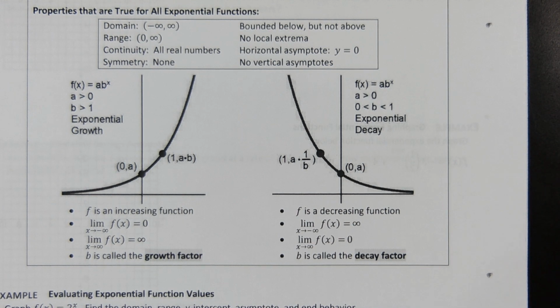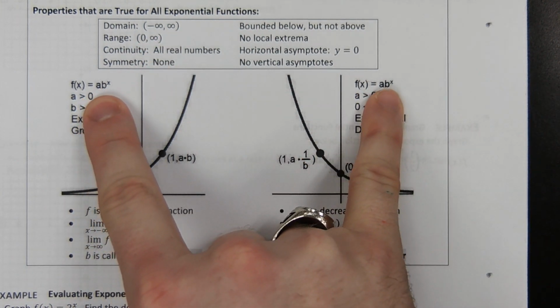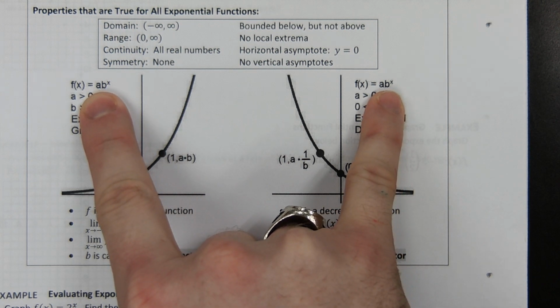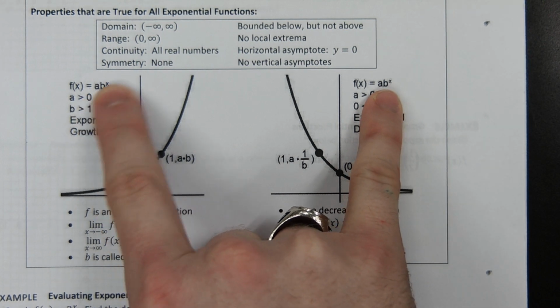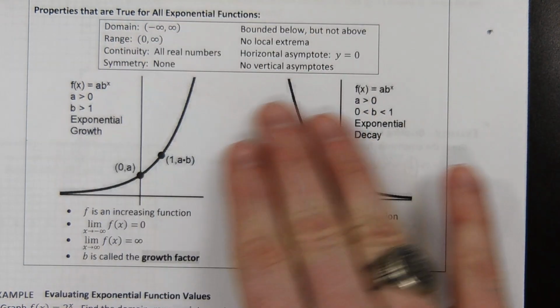Properties that will be true for all parent exponential functions. All parent exponential functions are of this format. They're not shifted, and a is positive. Okay? Now, can they be shifted? Could a be negative? Yes. But what's in this box is properties of all of the parent exponentials. So 2 to the x, 3 to the x, 5 to the x, 1/2 to the x, 2/3 to the x. These are parent exponentials. Okay? These properties hold true for all of them.